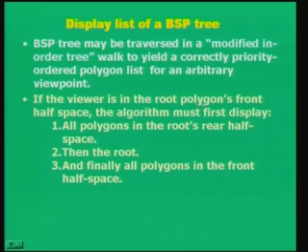If the viewer is in the root's polygon front half space, that means you assume the viewer is towards the left child, the algorithm for modified inorder traversal must first display all the polygons in the root's rear half space, that means towards the right child first, then the root, and finally all the polygons in the front half space. What was inorder traversal for a tree? Recursively defined in terms of the left subtree first, then the root, and then the right subtree, isn't it? And this is recursively applied to the subtrees.